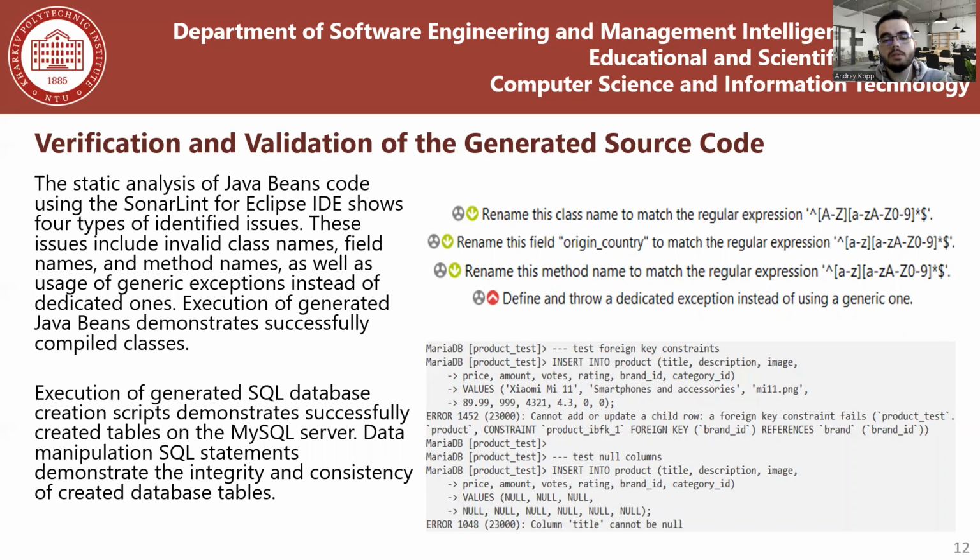Data manipulation SQL statements demonstrated the integrity and consistency of the created database tables when we tested foreign key constraints by adding a child row which refers to a record that doesn't exist. And we also tested null columns, which also demonstrated the successful validity of constraints.